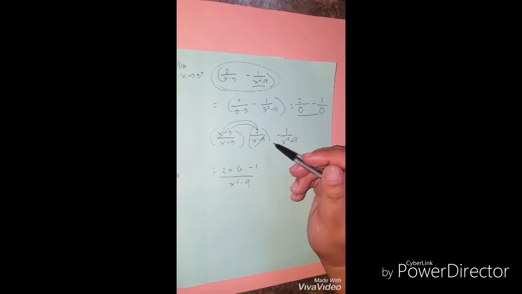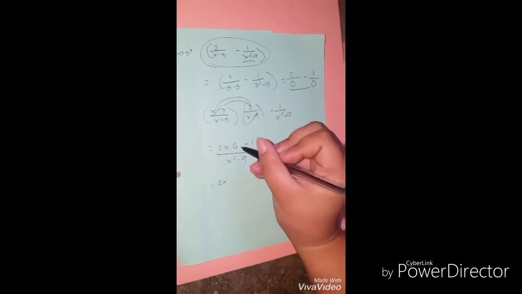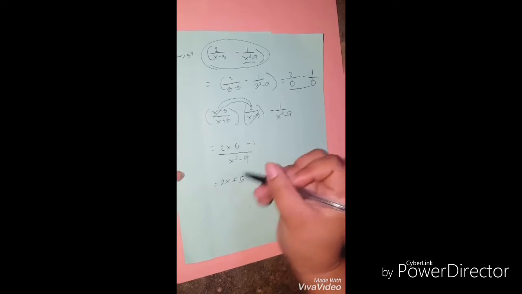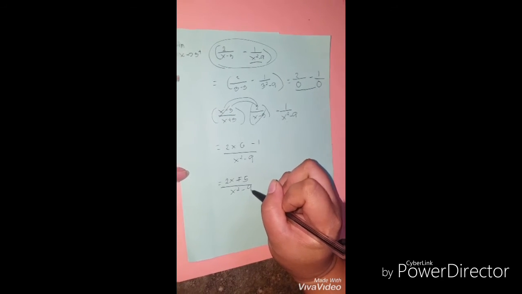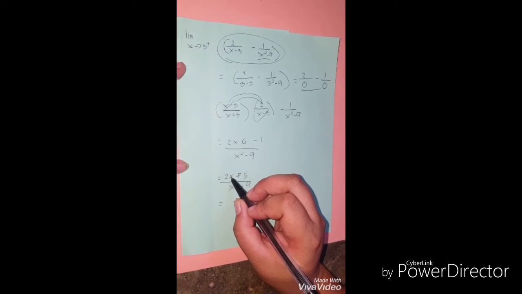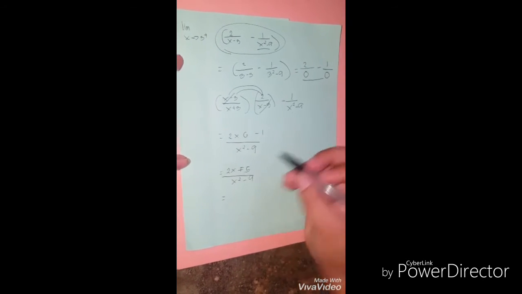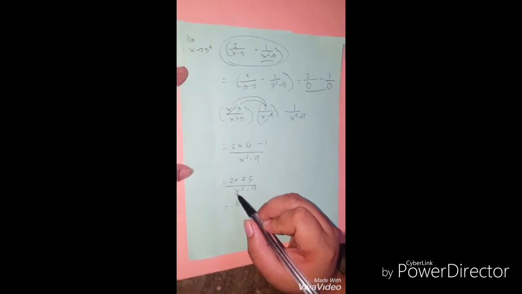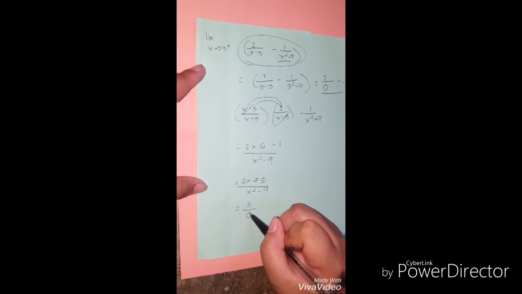So let's subtract. 2x, 6 minus 1 equals 5 over x squared minus 9. So, 2 times x, the value of x is 3. 2 times 3 equals 6, plus 5 equals 11. So, x squared, the value of x is 3. 3 squared equals 9, minus 9 equals 0.